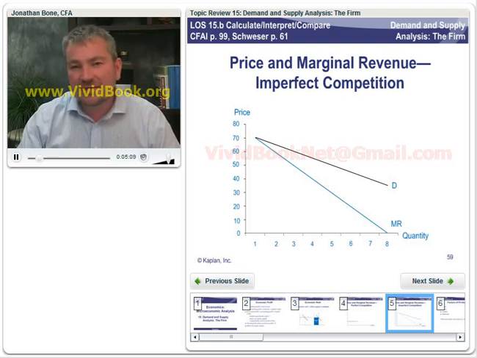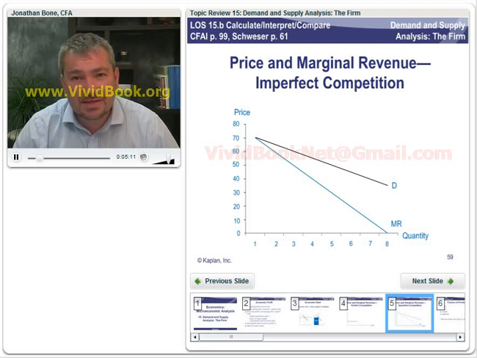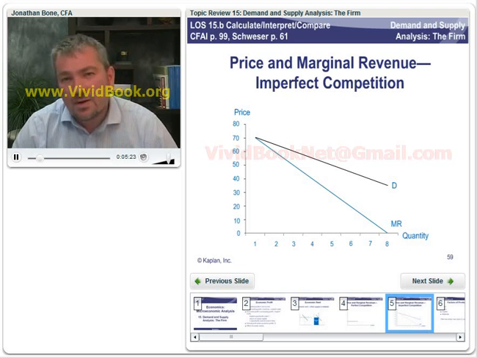Now let's talk briefly about imperfect competition. We're going to refer to these as price searchers because they've got to search out the price to maximize their profits. Notice we've got a downward sloping demand curve and as a result a downward sloping marginal revenue curve. Why? In order to sell more goods, the firm is going to have to reduce prices.